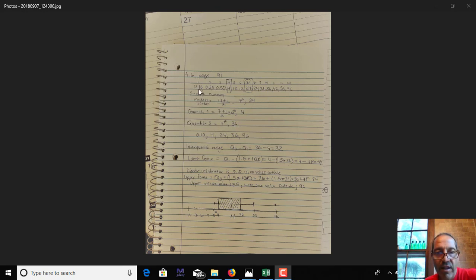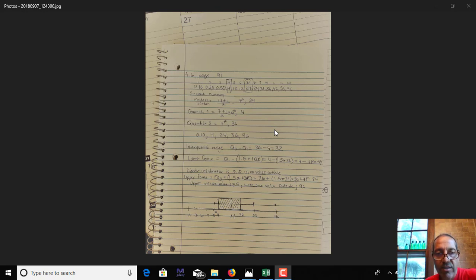We know our minimum value in this ordered array is 0.1. Our maximum value is 96. So our 5-point summary will be 0.10, 4, which is the median of the lower half, 24, which is the median of the entire array of 13 values, 36, which is the median of the upper half, and 96. So these values are the minimum, quartile 1, the median, quartile 3, and the maximum. All right, so that calculates the 5-point summary.